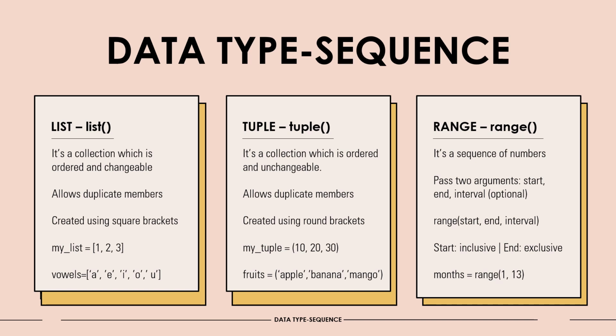Range is a sequence of numbers. To create a range you need to pass three arguments: start, end and interval, which is optional. Start is inclusive and end is exclusive, which means the range will include the start number but not the end value. Interval means how many numbers to skip.